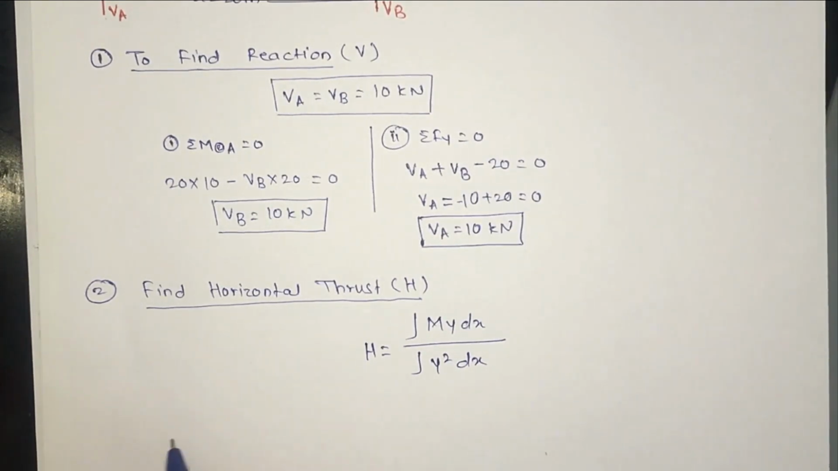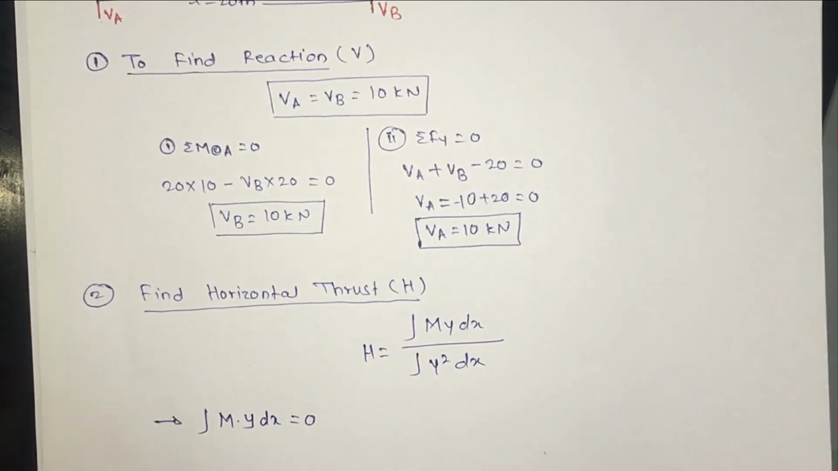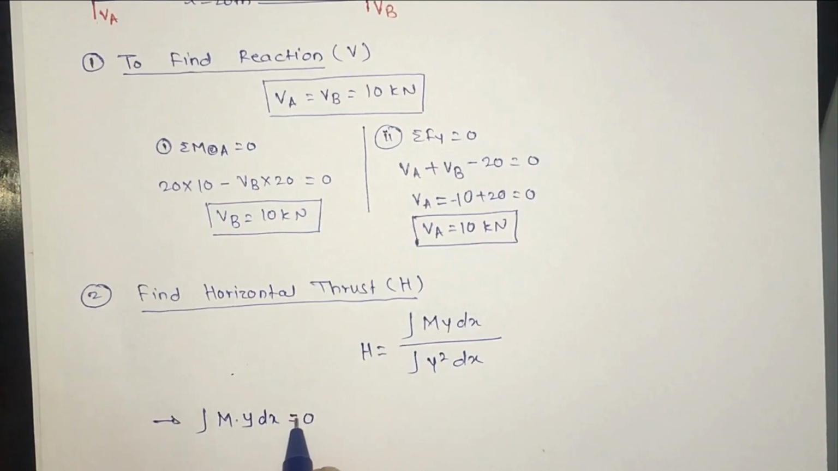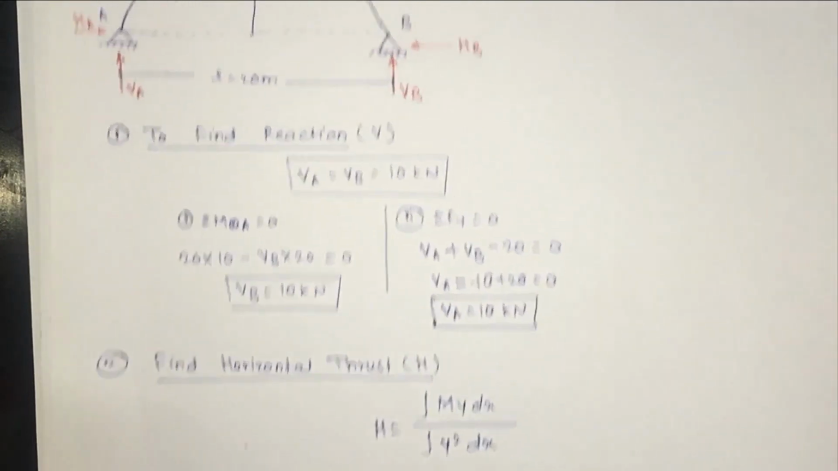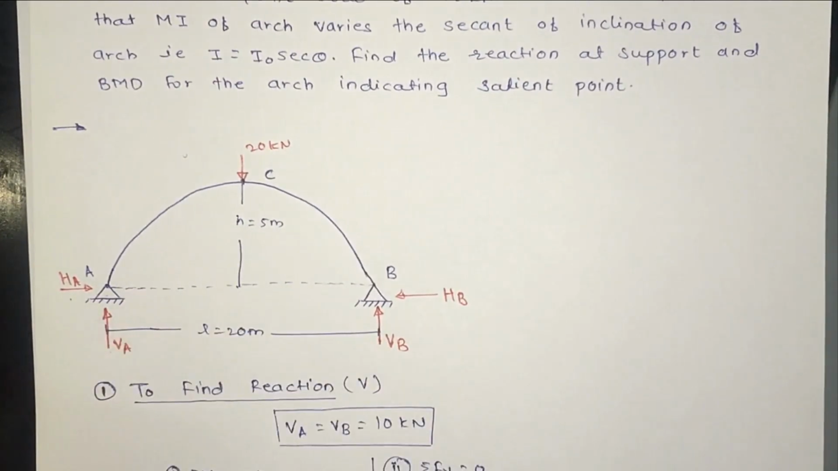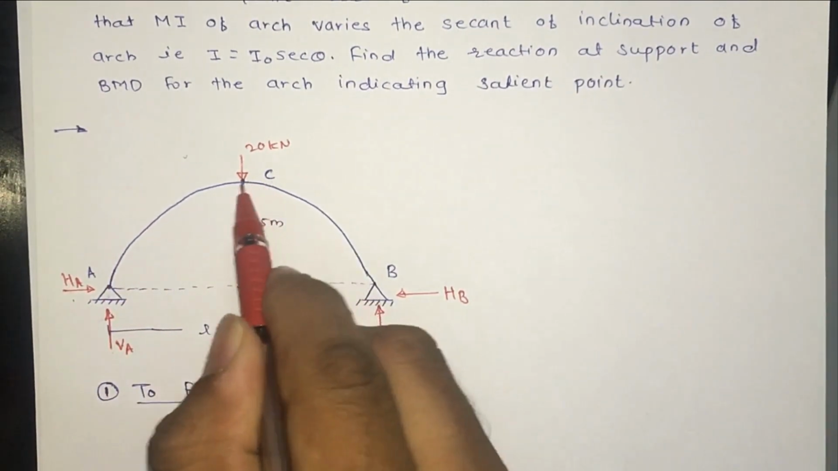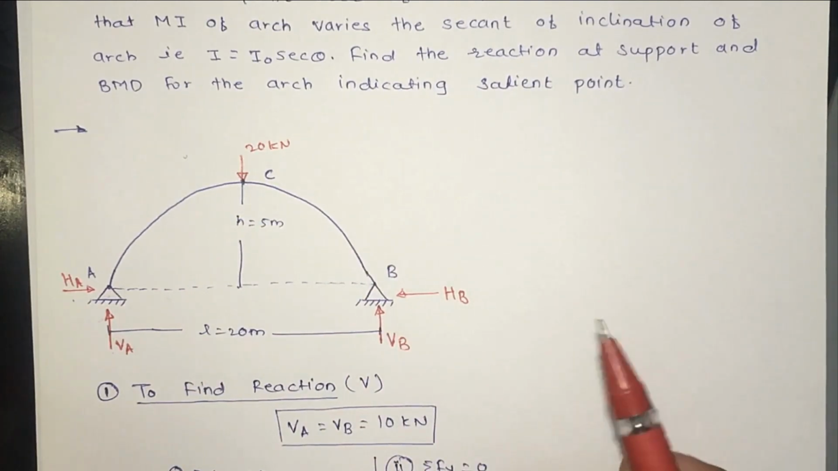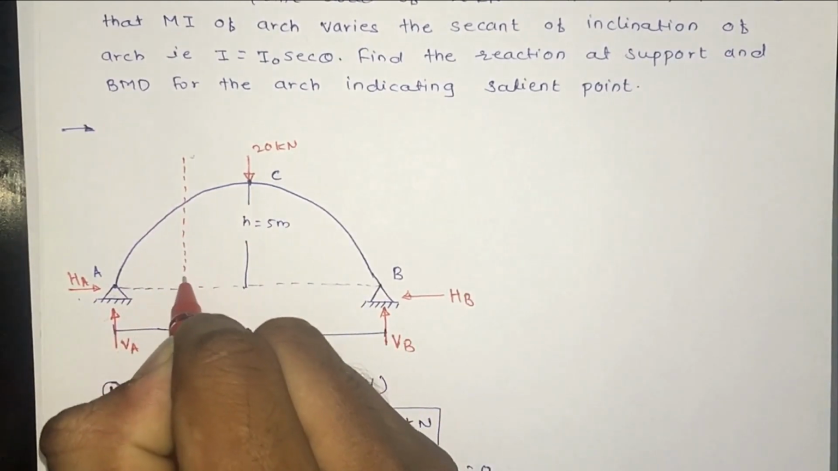So first we find out the integration of M into y into dx. M is nothing but the moment and y is nothing but the distance. Here we see this is our parabolic arch. In this parabolic arch there are two segments, one is the AC segment and the second is the CB segment. First we take the section in the AC segment like this.